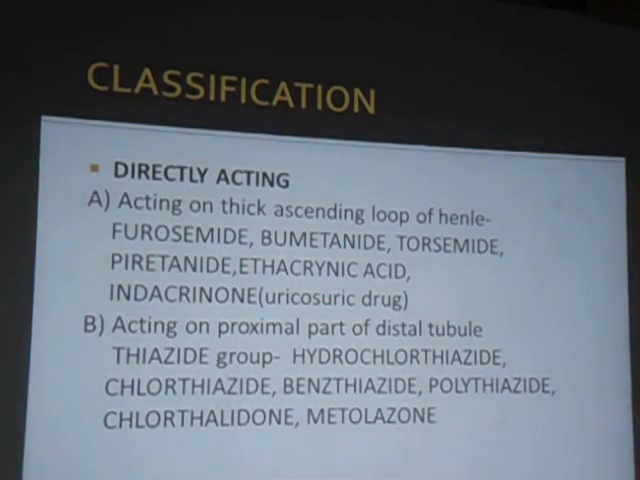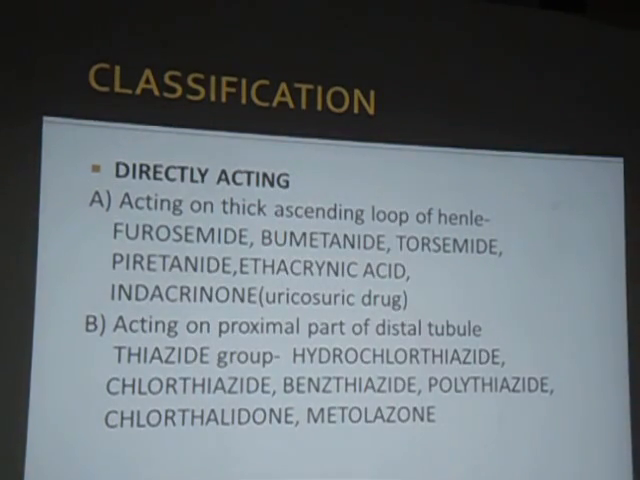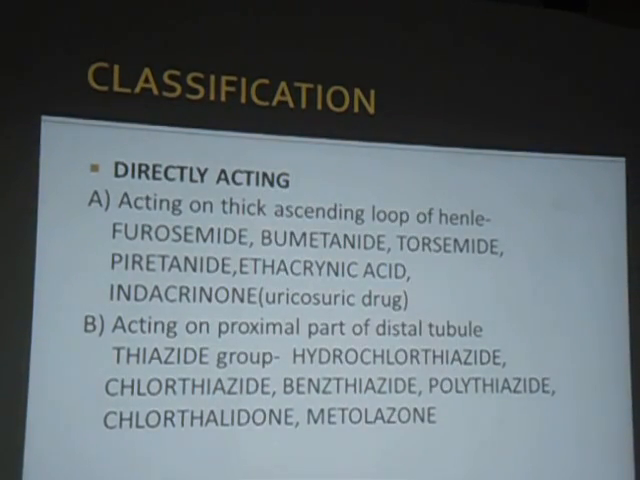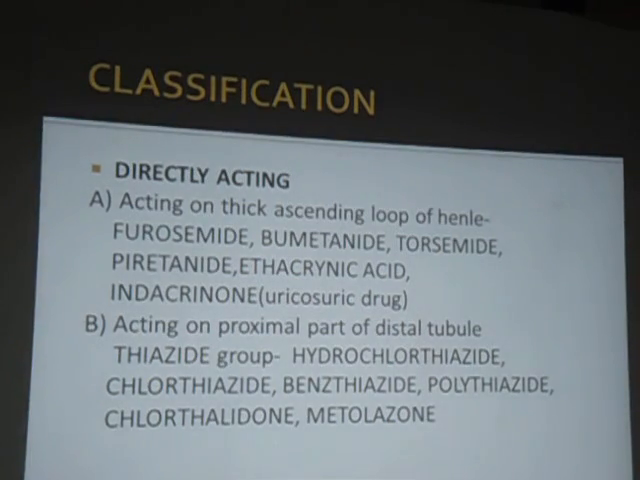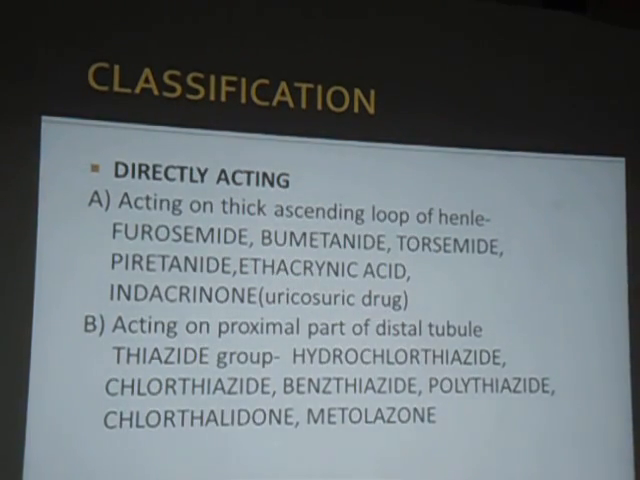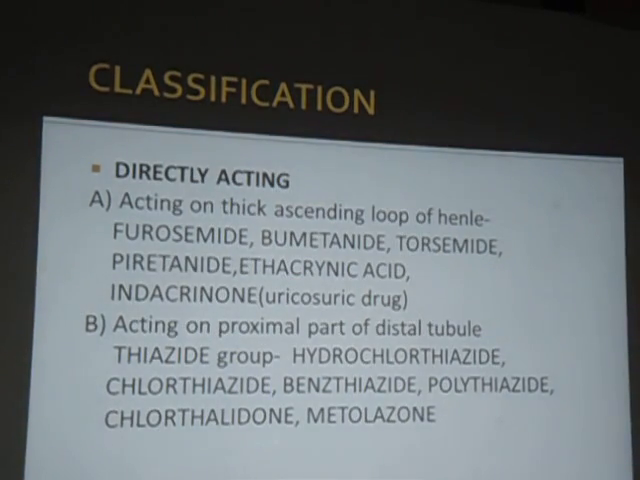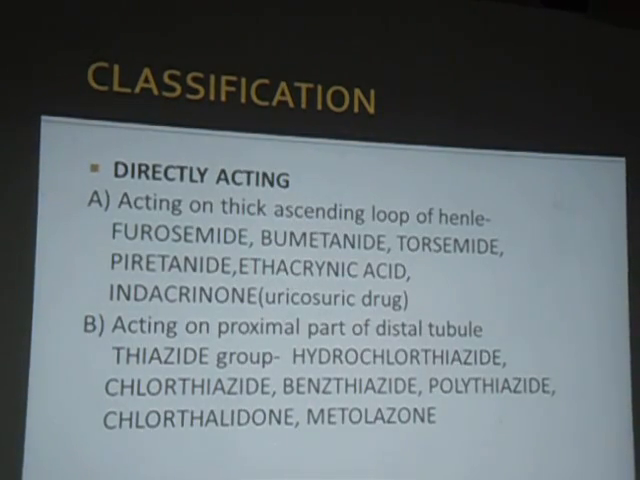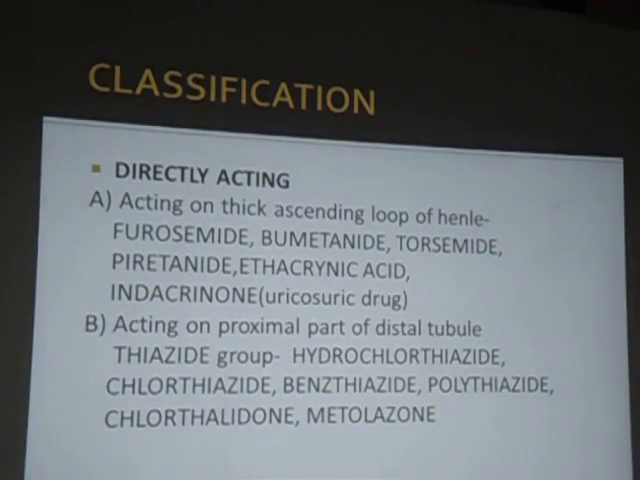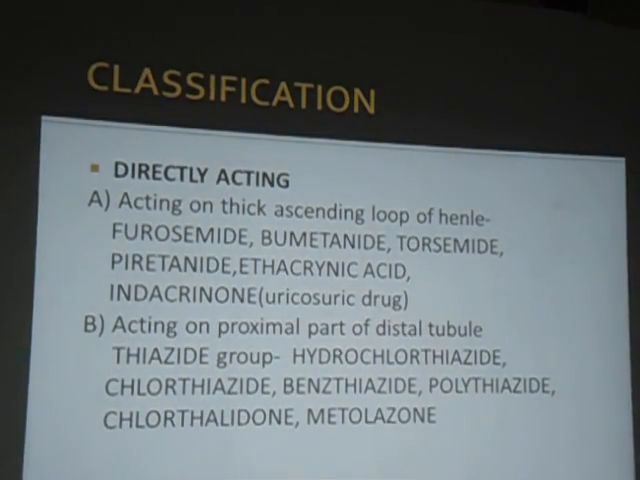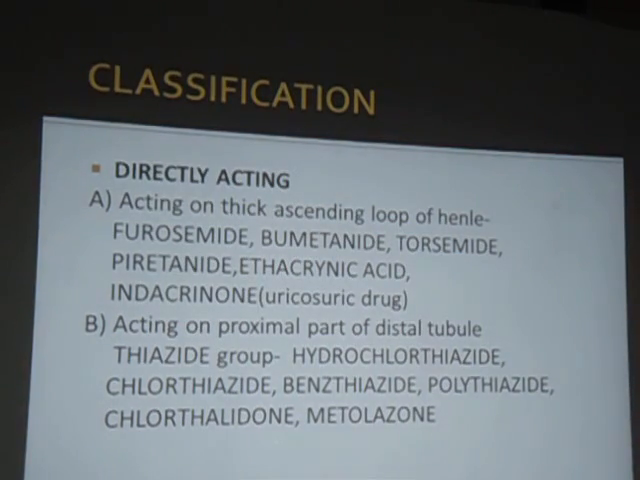The drugs which can act on the renal system, we call them diuretics, and they increase the sodium and water excretion. The first group of drugs we are thinking about are the drugs which act on the thick ascending limb of Henle. These drugs are furosemide, bumetanide, torsemide, ethacrynic acid, and indapamide. These are the drugs which are highly potent, so we also call them high ceiling diuretics.